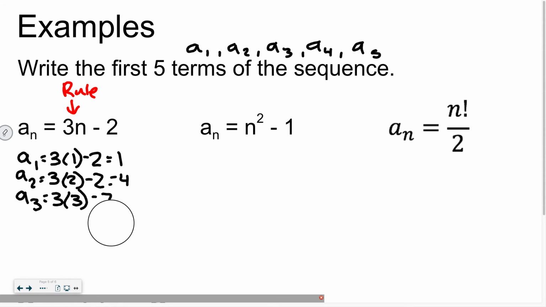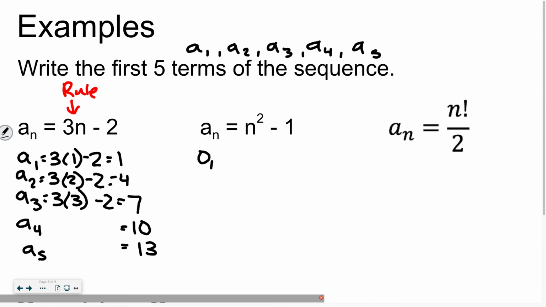Oops, you might at this point realize a pattern. What's happening every time? It's going up by 3, which makes sense because it's 3 times n, right? So that means that you keep going up by 3. So now I know a sub 4 is 10 and a sub 5 is 13. So you might write it out, or like in this one, can you get the first 5 terms just plugging it in your head? 1 squared minus 1 is 0.